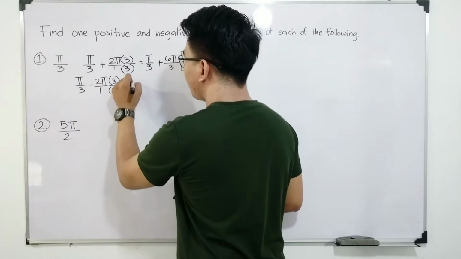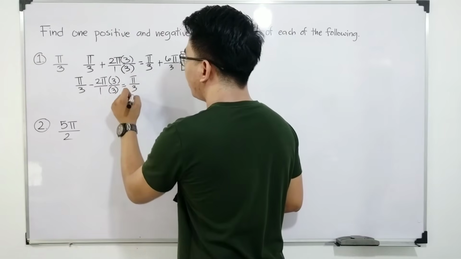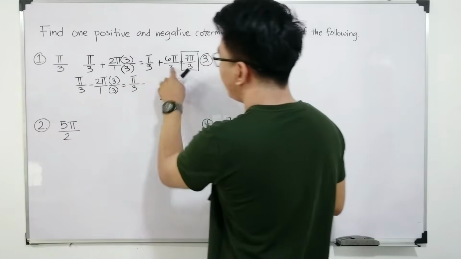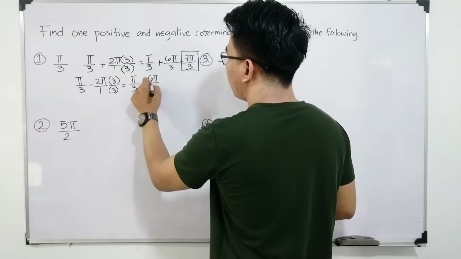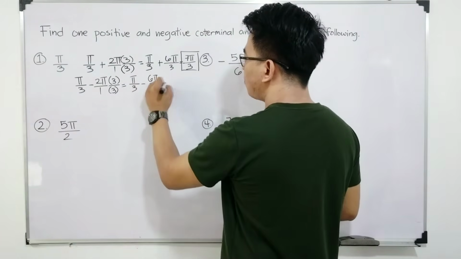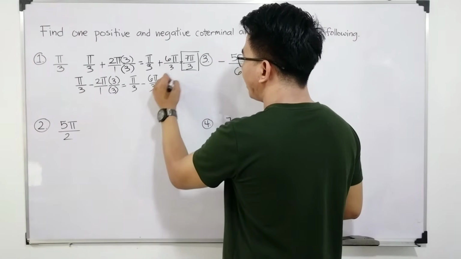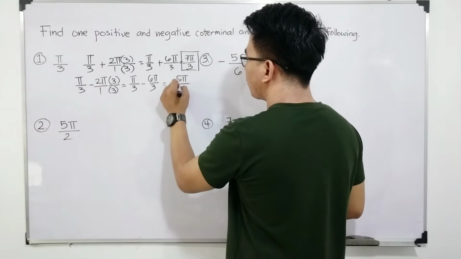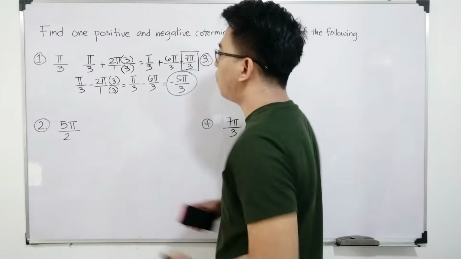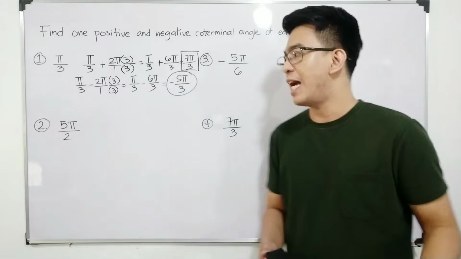To become pi over 3 minus, ito na siya, 6 pi over 3. And subtracting these two given measurements, this will give us negative 5 pi over 3. Ito yung mismo sagot natin for the second coterminal angle.